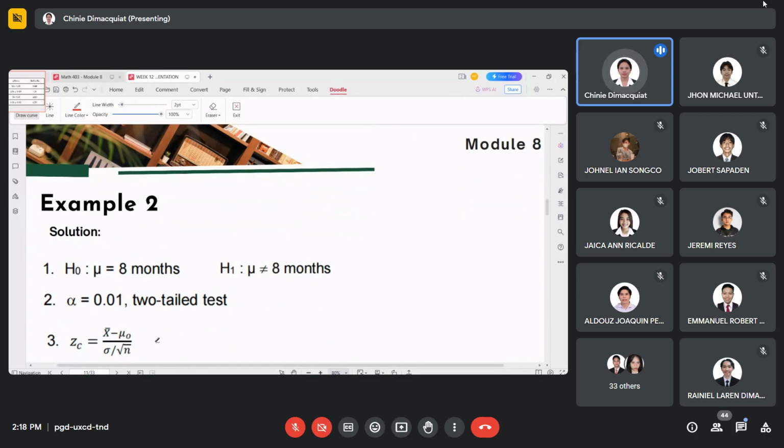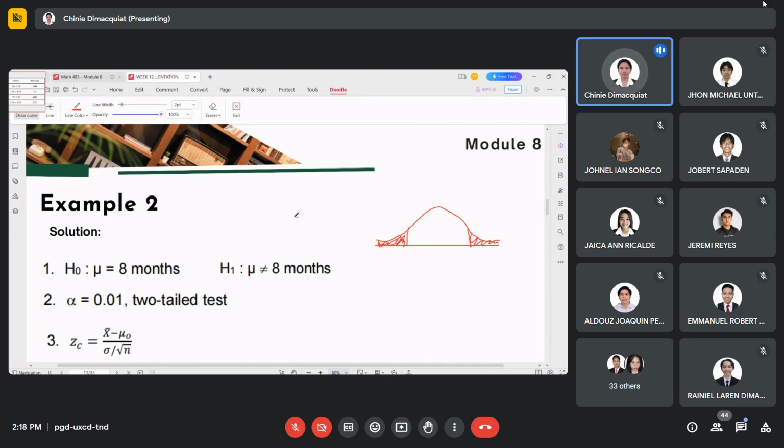And then yung pangatlo, ito yung ating statistical test or formula na gagamitin. Z pa rin, Z-test. Then, pang-apat, identify natin yung ating critical values. So, let's have this illustration. Since siya ay two-tailed, magkabila ay may rejection region. So, ito, and ito. Ayan. Ang given ay 0.01 na alpha.